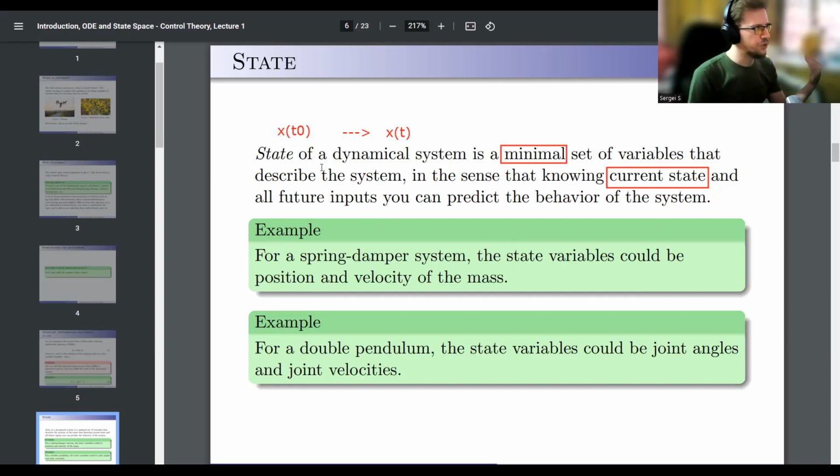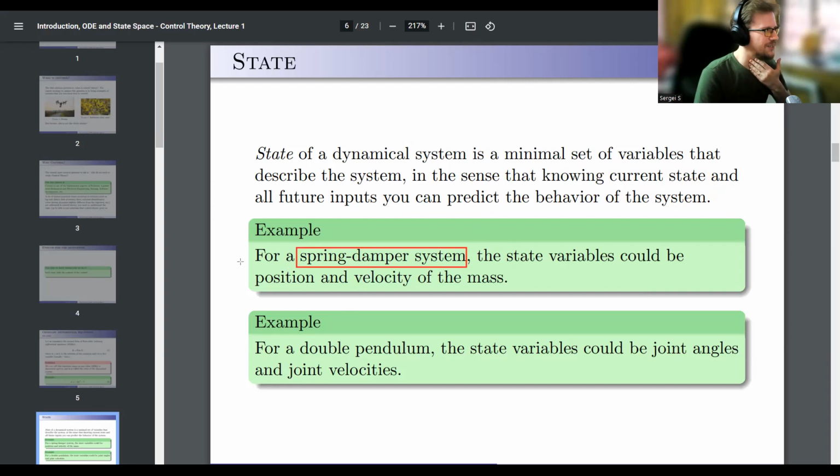Meaning that if you know it at the initial conditions in terms of the state, you know what it is equal to in the beginning, you'll be able to solve the system forward. So good, but very, very theoretical, not clear what it means in practice. So just examples. For a spring damper system, I hope you remember what a spring damper is, right?